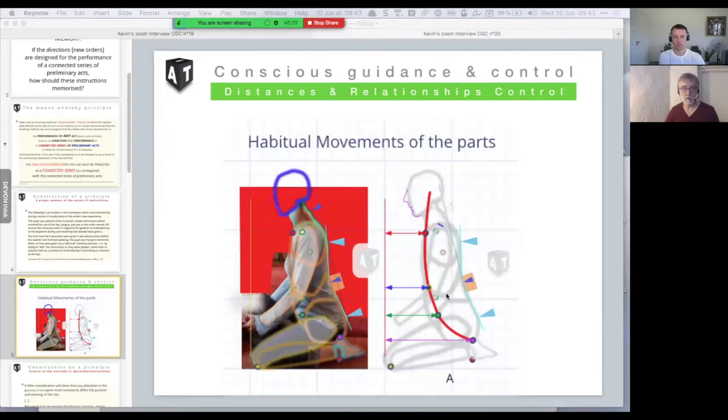So when we are going to introduce the idea of conscious guidance, the first thing is to have the person memorize not a particular movement of the parts. No, it's absolutely necessary that the person starts to have an idea that when we talk of conscious guidance and control, we are talking of the geometry of the whole. And we will see that the geometry of the whole is the sum of the movements of the different parts.